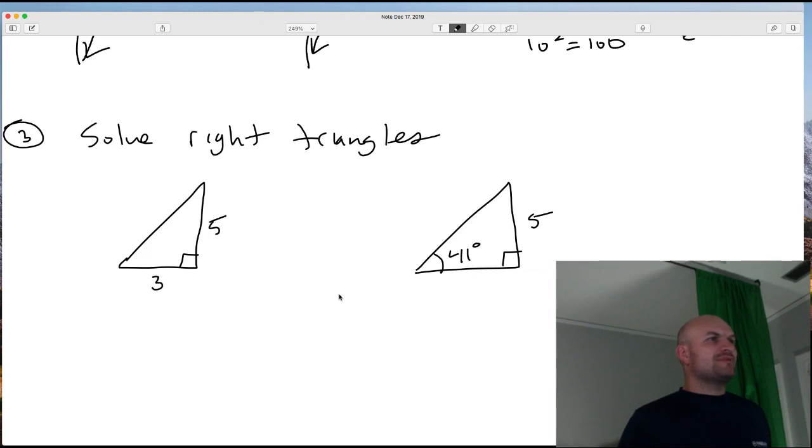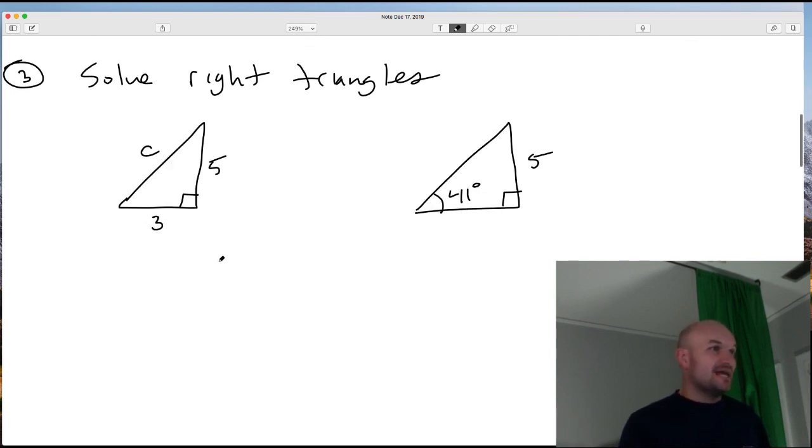All right, for question number 3, it says solve the right triangles. A student asked me to talk about solving right triangles. I'm not really sure what they wanted, because there are many different ways to solve a right triangle based on what type of information you have. If you have two sides, you can use the Pythagorean theorem to figure out the third side, which we typically call C.